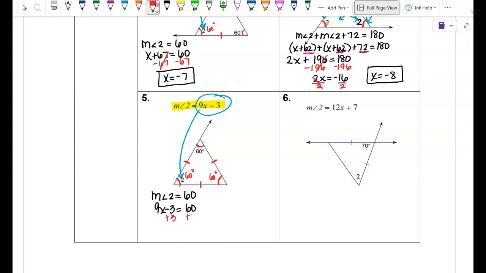So I can add 3 to both sides. So 9x equals 63. Divide both sides by 9. And I get x equals 7.